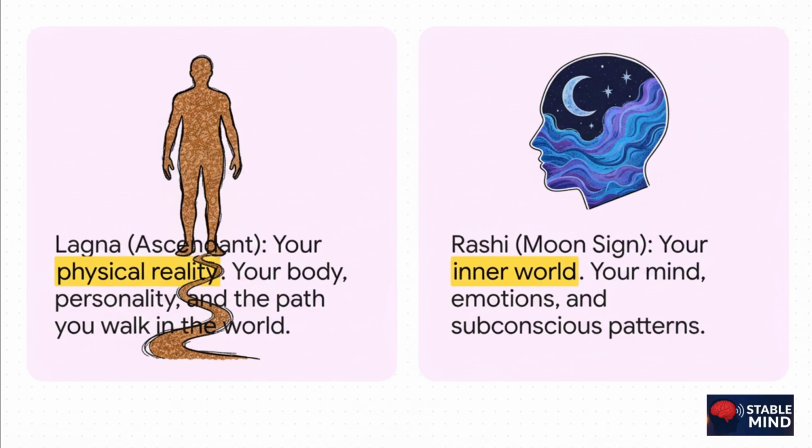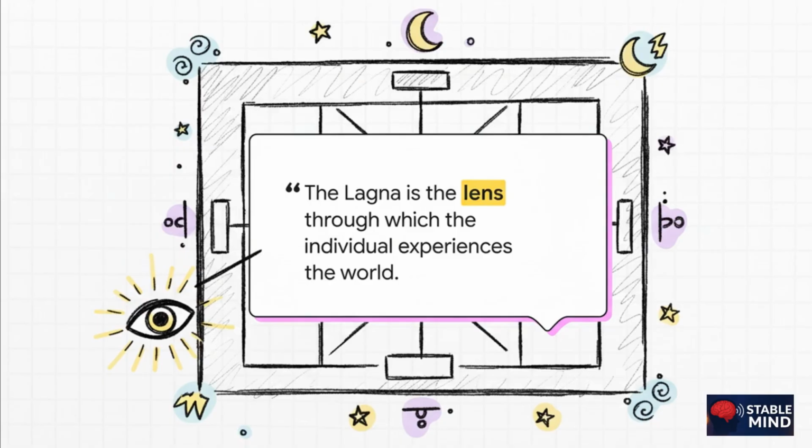Then you've got your Rashi. And just to be clear, when we say Rashi here, we're really talking about your moon sign. This is your internal world, your mind, your feelings, all those subconscious things going on. And this quote really nails it. The Lagna isn't just another piece of the puzzle. It's the lens. It's the filter through which you see and experience everything. Whatever sign your Lagna is in, that's going to color your entire perception of the world. It is, without a doubt, the most important point in the whole chart.